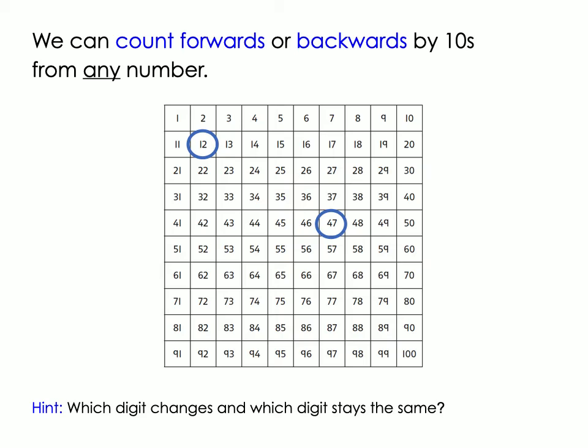Okay, what if I started from a different number? 47. What would be 10 more than 47? That's right, 57. And then 67, 77, 87. Good. Let's count backwards from 47 though. It will always end in 7, so since we're starting at 47, what would be 10 less than 47? That's right, 37, 27, 17, and then 7.